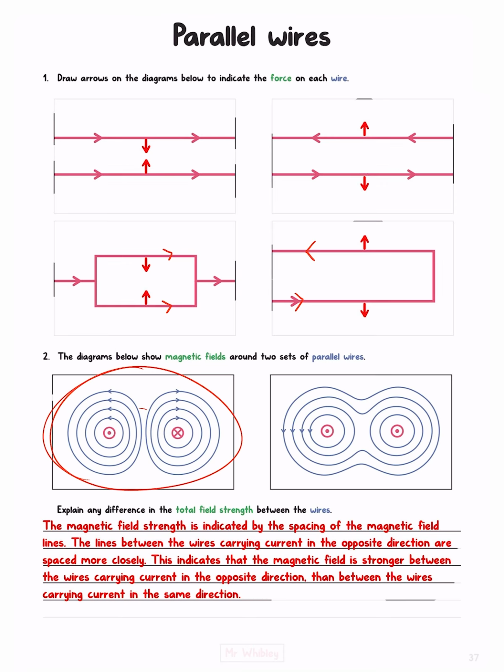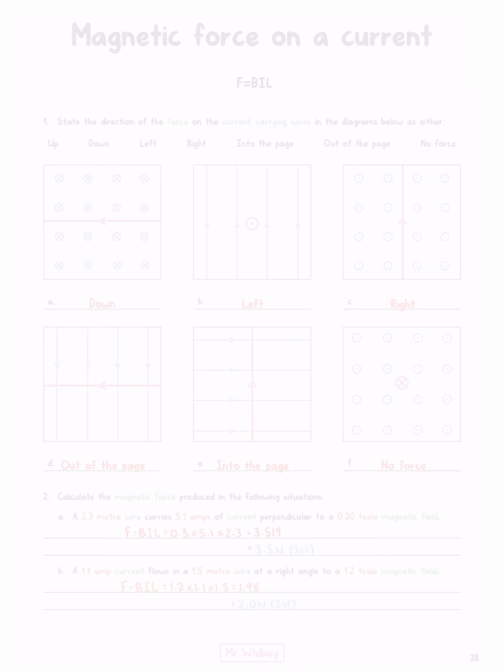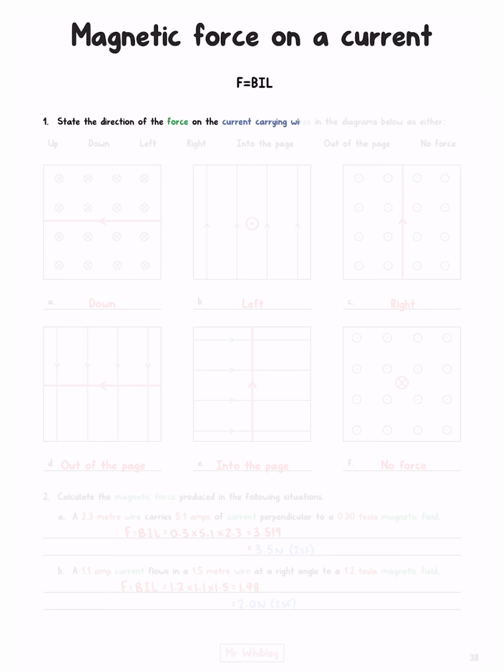And so if we're looking between the wires, they are closer in this case here, where the current is traveling in opposite directions, and so the magnetic field strength is going to be stronger. Magnetic force on a current. Question 1. State the direction of the force on the current carrying wires in the diagrams below as either up, down, left, right, into the page, out of the page, or no force.